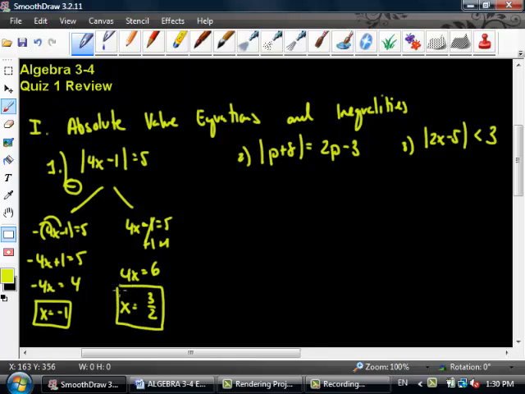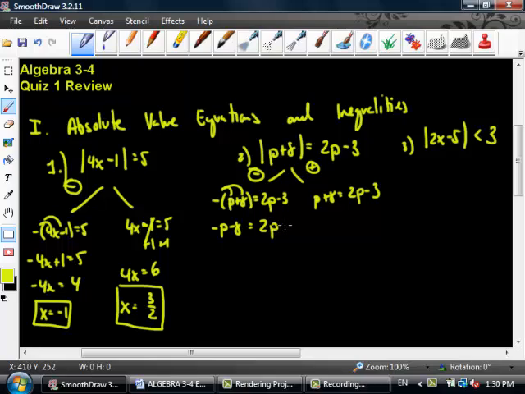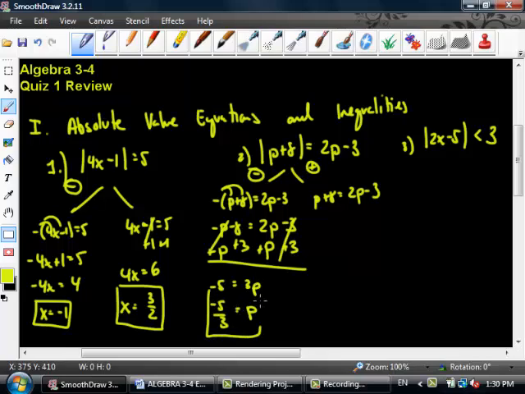Raise your hands if you got that for number 1. Good. All right, number 2. We split it up into 2 problems again, so I got negative quantity p plus 8 equals 2p minus 3, and then the positive version, which is p plus 8 equals 2p minus 3. After I distribute, I get negative p minus 8 equals all this stuff. That's going to be added to both sides, so what I get is negative 5 equals 3p, p equals negative 5 thirds.